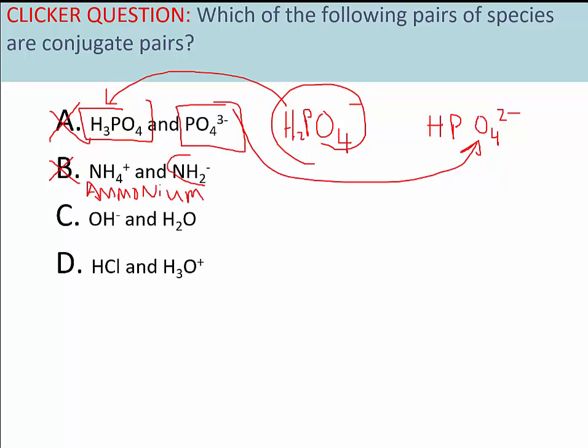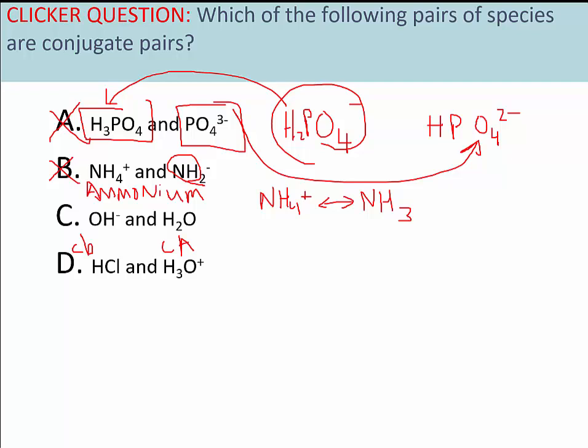And this one, which was, I don't know, amide, you would need to go NH4 plus back and forth with NH3. So this one's out. OH minus and H2O, that is a conjugate acid-base pair, right? So you're going one proton at a time from a base to something that would be the conjugate acid. It's picking up a proton. So H2O is the conjugate acid of hydroxide.